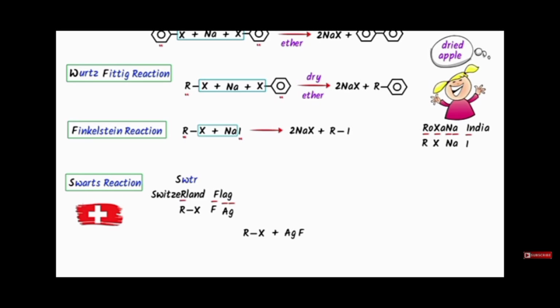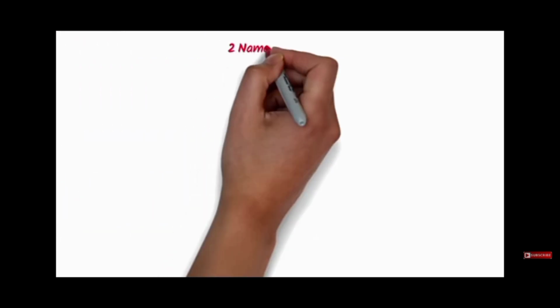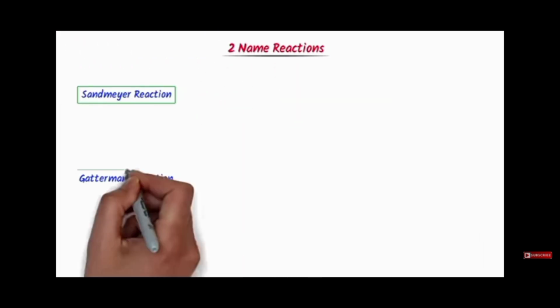We know that metal like silver reacts with halogen X to form silver halide, while this fluorine and alkyl combine together to form alkyl fluoride. So this is the Swarts reaction. Thus note down these 5 reactions which are somehow connected. Now let me teach you 2 more reactions like Sandmeyer reaction and Gattermann reaction.